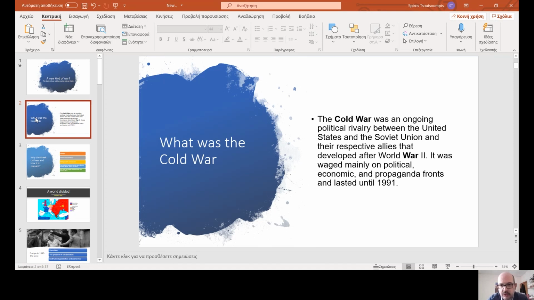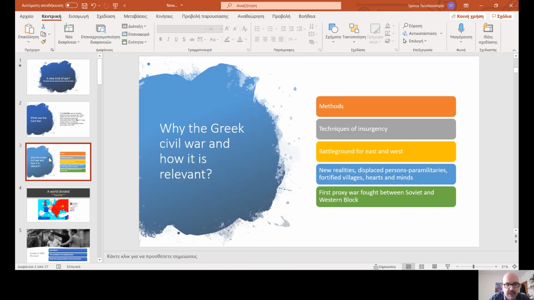Well, the Cold War was an ongoing political rivalry between the United States and the Soviet Union and the respective allies that developed after the Second World War. It was waged mainly on political, economic, and propaganda fronts and lasted until 1991. But why should we look at the Greek Civil War and how is it relevant? How is this war in this small southeastern European country relevant, and how did it contribute to these hostilities that lasted for almost half a century?